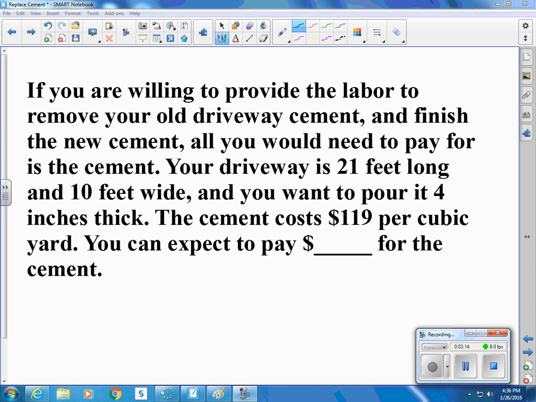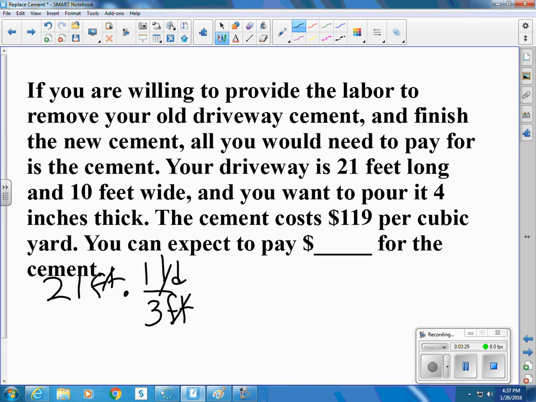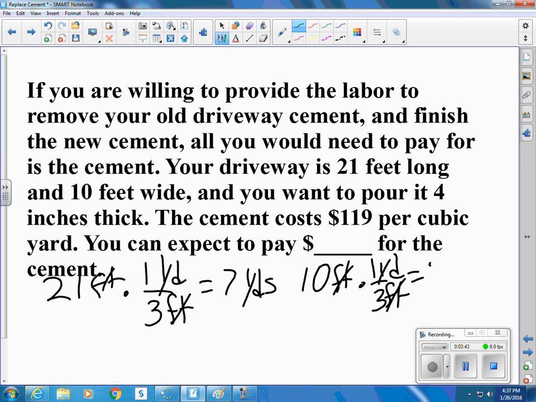So we have 21 feet, and 1 yard is 3 feet, so that is 7 yards. And 10 feet wide, so 10 feet and 1 yard is 3 feet, so it turns out to be 3.33 yards.